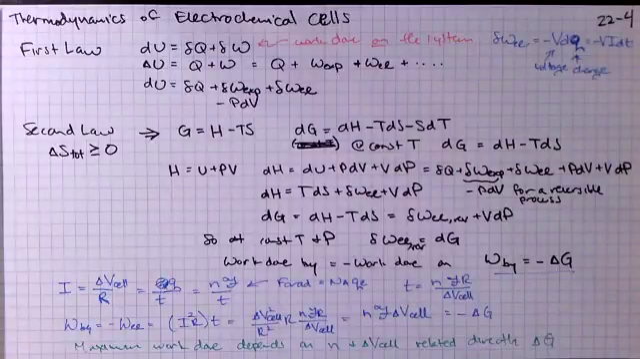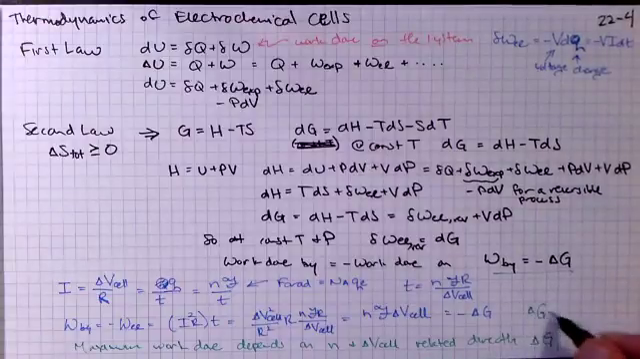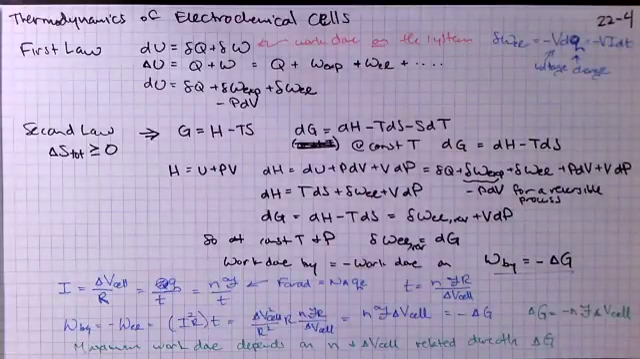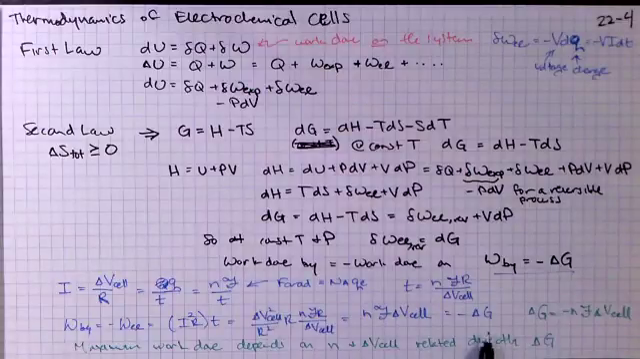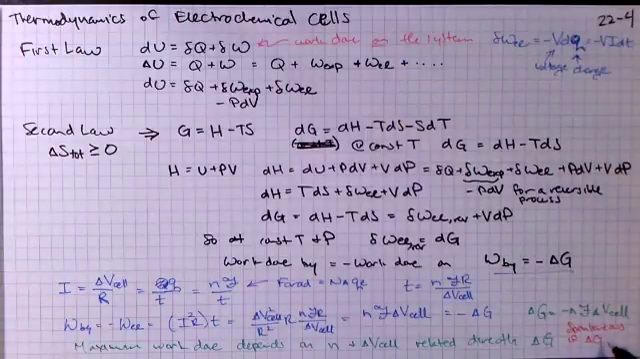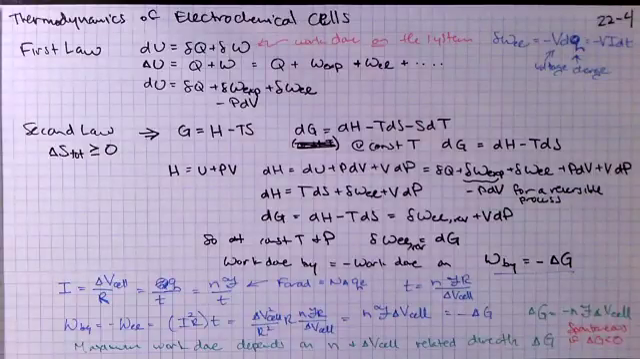Okay. Such that delta G is minus N times a Faraday times delta V in the cell. And furthermore, we can see that the reaction will be spontaneous as long as we can lower the Gibbs free energy. So this will be spontaneous if delta G is less than 0. And there'll be work done by the system as long as the voltage of the cathode is less than the voltage of the anode.